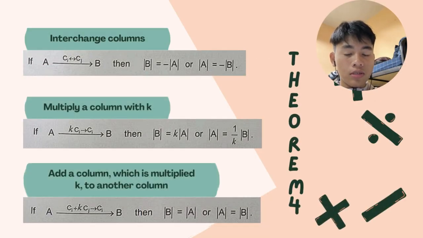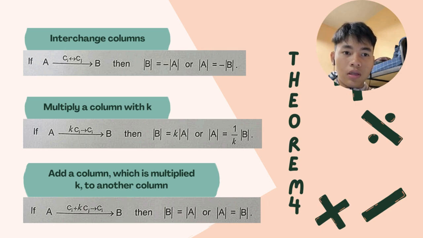Before we go to the next question, we need to understand Theorem 4, which is determinants and elementary column operations. First, interchange: when we interchange columns, the new determinant will be negative. Second, multiply a column with k. When we multiply, this is something we need to understand in the question. Third, add a column multiplied by k to another column.